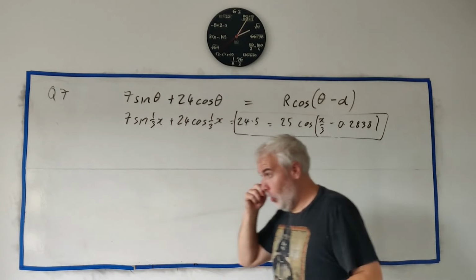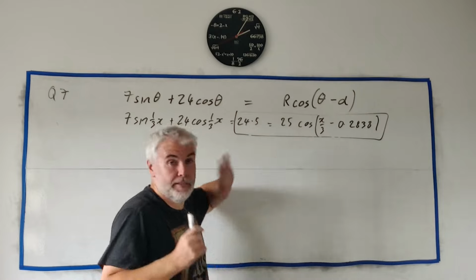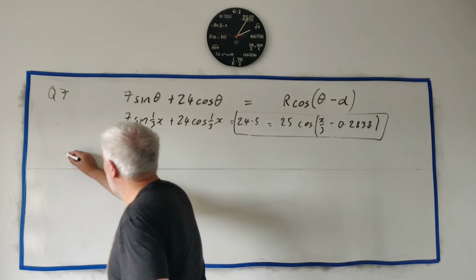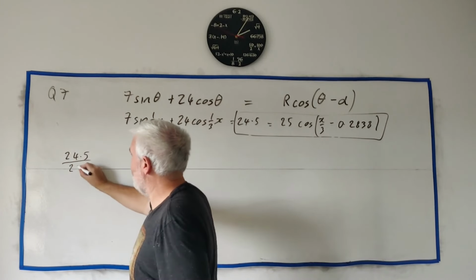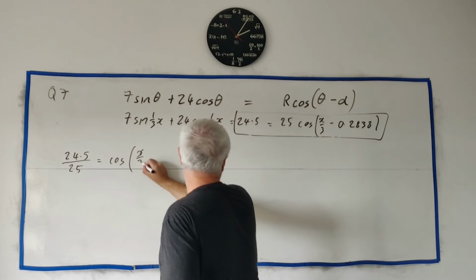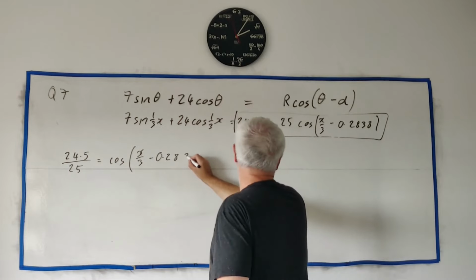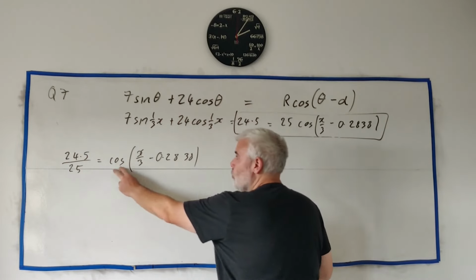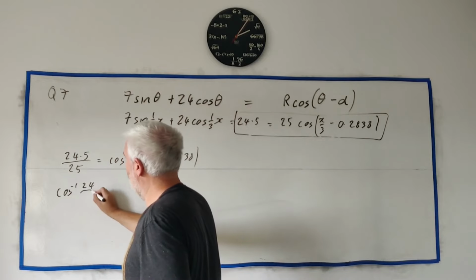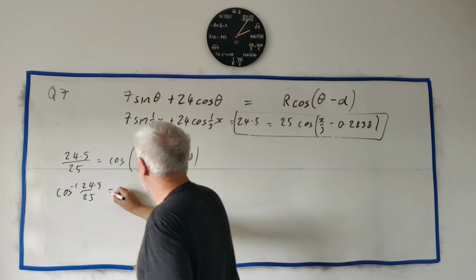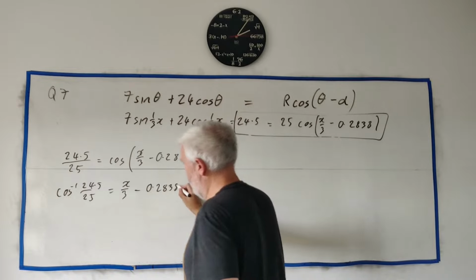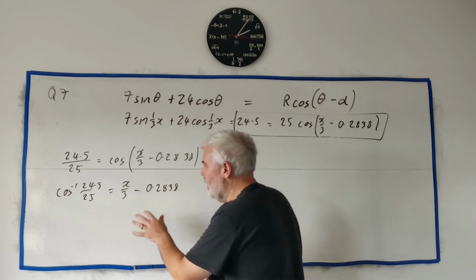Okay, I apologise if I lost anyone with that waffle. Let me start over a little bit. We're just going to solve this equation. Let's rearrange some things. We'd get 24.5 divided by 25 is equal to cosine of x over 3 minus 0.2838. Take the inverse cosine of both sides. We'd get the inverse cosine of 24.5 over 25 is equal to x over 3 minus 0.2838.